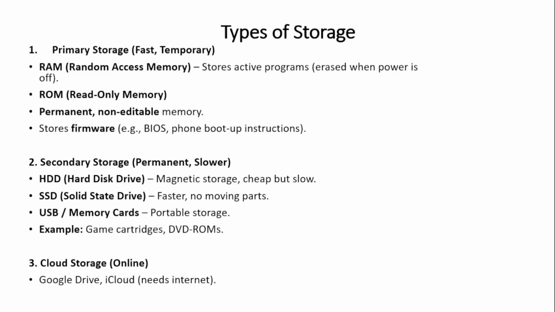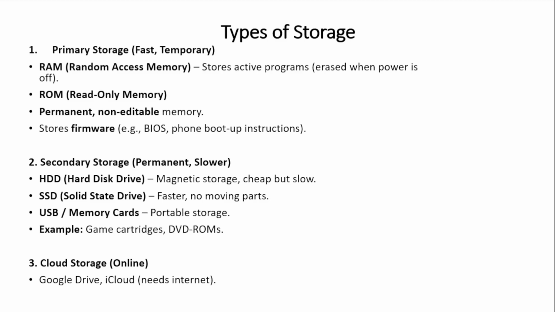The RAM, which means random access memory, stores active programs. This type of storage erases when the power is off. When you put off the power of the system, all data that have been held by the RAM is lost. The RAM holds active programs. For example, when you are playing a Candy Crush game, or watching a video on TikTok, you minimize it. You are watching a video on Instagram, you minimize it. You are watching a video on Facebook, you minimize it.